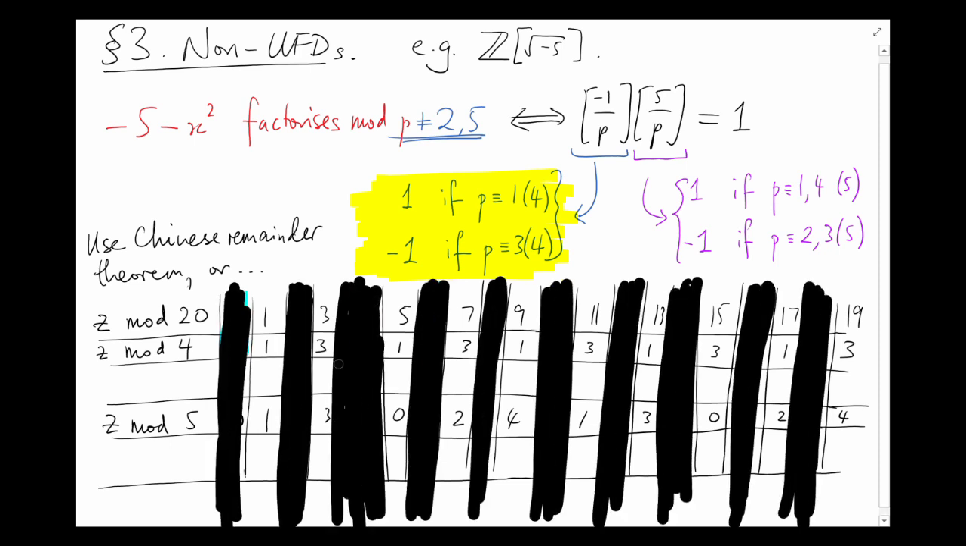Now let's fill in the value of the symbol minus 1 over p in this row, according to the value of p mod 4. It's a plus 1 if p is 1 mod 4, and a minus 1 if p is 3 mod 4.